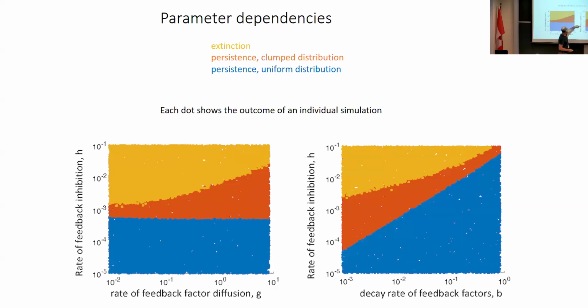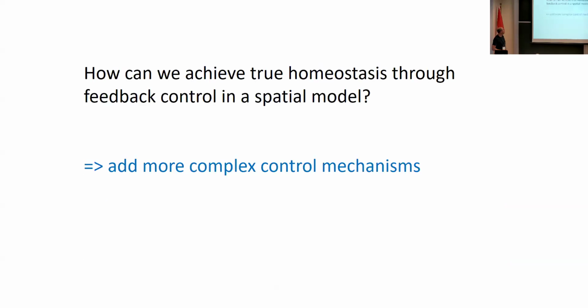This is the rate of feedback inhibition again against the decay of the feedback factors. If they decay pretty slowly, they're more likely to diffuse out. And this is identical to this outcome. You get a broader area of this parameter regime here. So this is just for more details of this behavior.